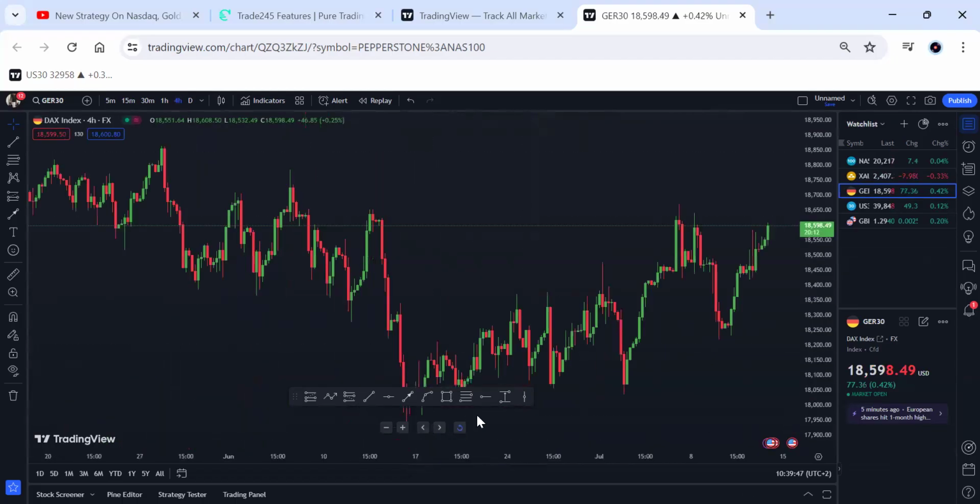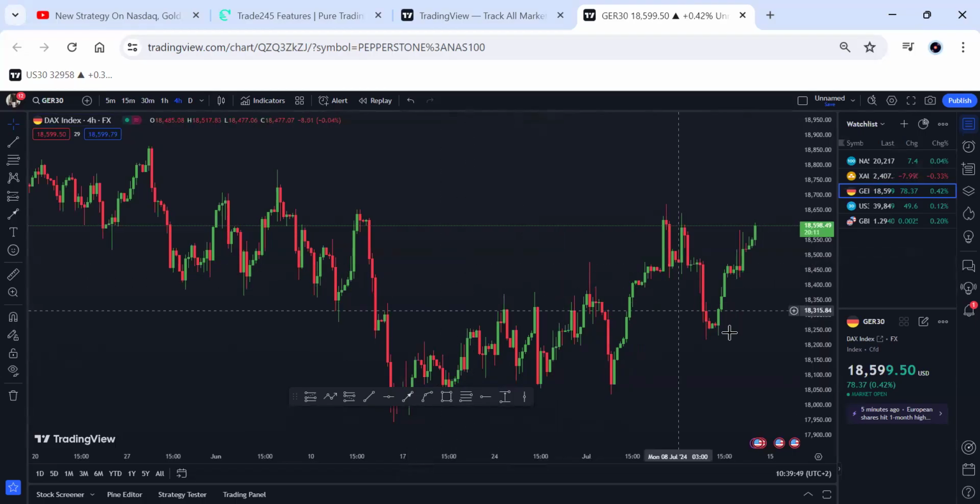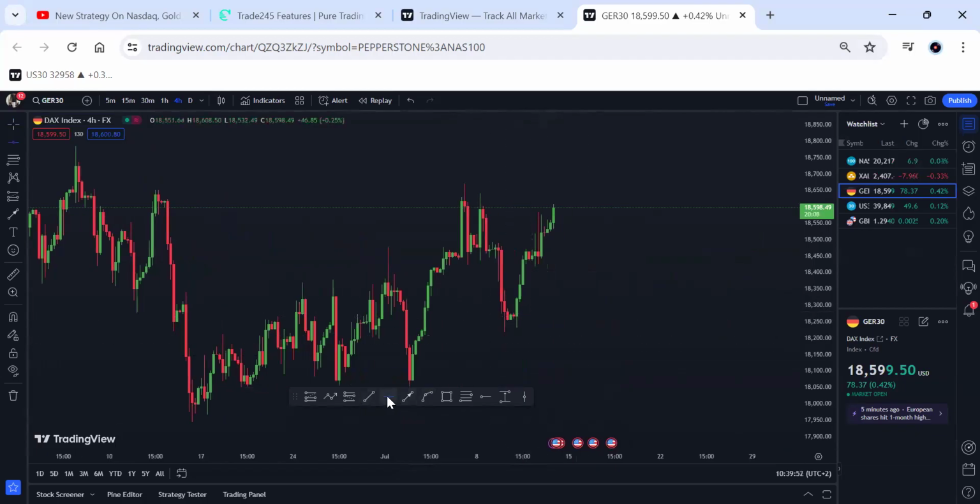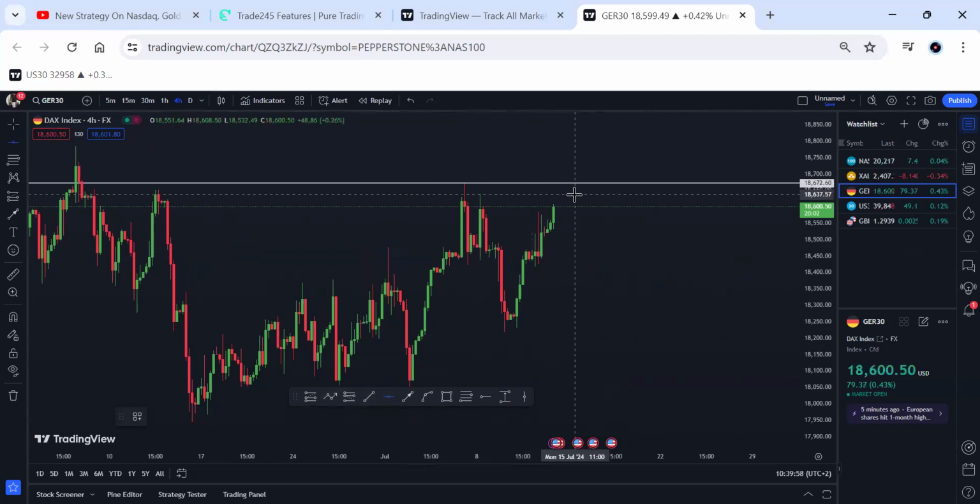Yes. So resetting the chart again, what can we see from German 30? So German 30, we just have to outline this. Yo, guys, I took an L on German 30 this morning. I'm not gonna lie to you guys, I'm gonna be transparent. I took an L on German 30 this morning, and I'm gonna tell you why.